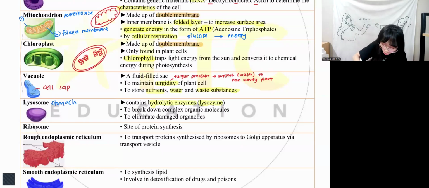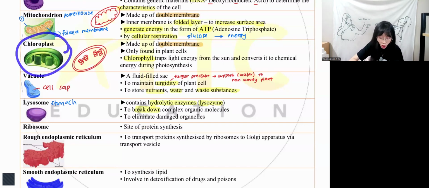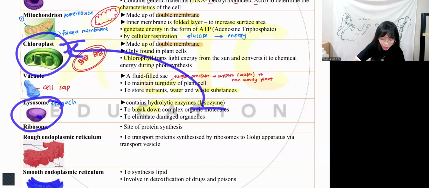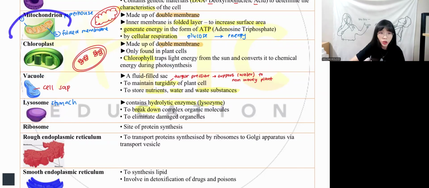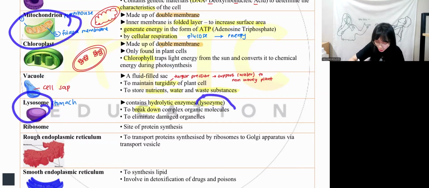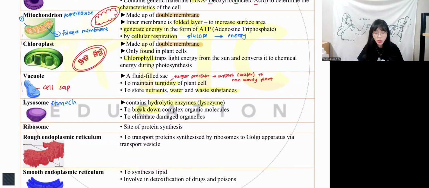So they will break down complex substances. They will eliminate damaged organelles. Eliminate means they want to remove. Example, if the chloroplast is not working already, there's no point for you to have another chloroplast in your cell, right? So the lysosome will secrete lysozyme and break down the chloroplast. Example, if the mitochondria is not working already, lysosome secretes lysozyme and breaks down the mitochondria. It's a place where they remove things. It's like a recycle bin. It's to break down unwanted substances. This is lysosome.